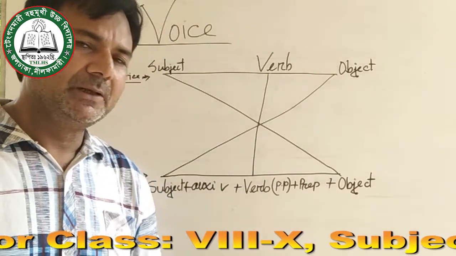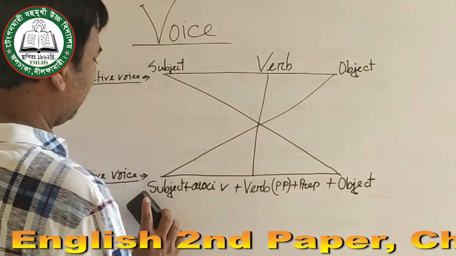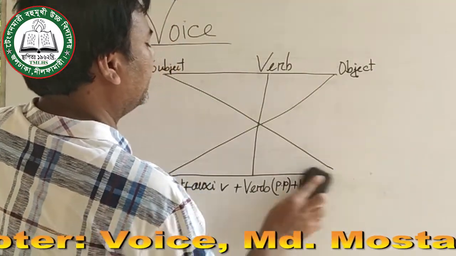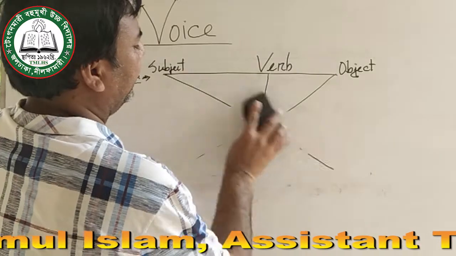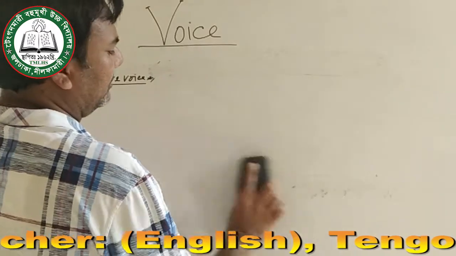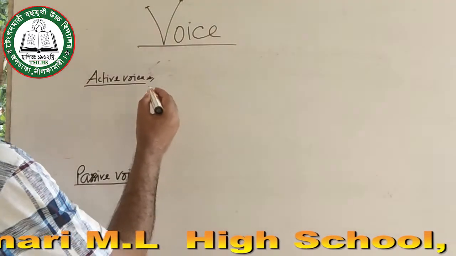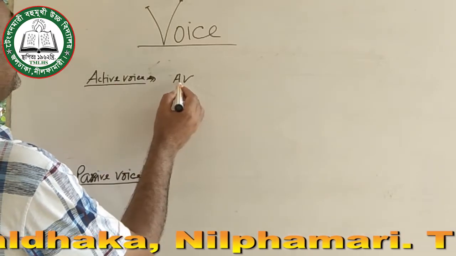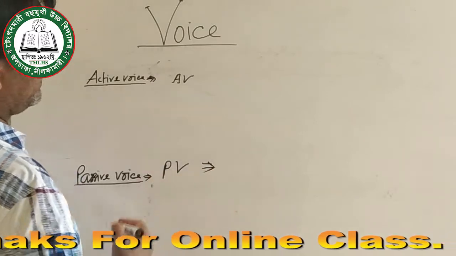Okay, my dear student, now we will mention an example. Okay, my dear student, I generally write AV. AV means active voice, and passive voice means PV, passive voice.